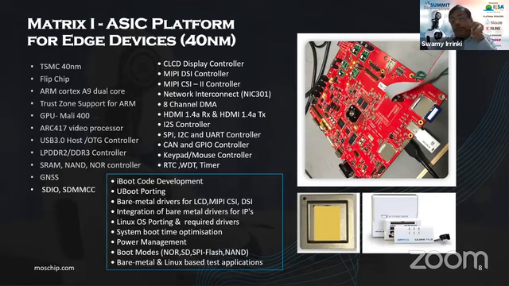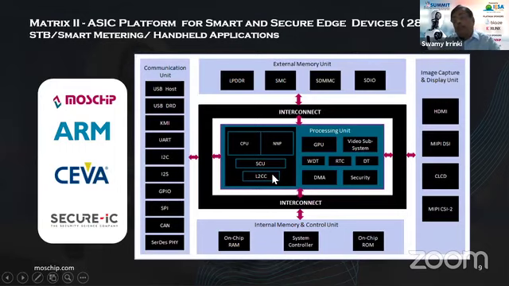So what we're doing is we're upgrading this platform to 28 nanometer, and we call it Matrix 2. In 28 nanometer, we're leveraging all the work that was done in 40 nanometer, because a lot of interfaces are fully validated and vetted in silicon. And we are upgrading that platform in 28 nanometer to add MosChip's internal mixed signal SerDes IP, CEVA's neural network engine, and secure IC security IP, so that this platform can be leveraged more for smart and secure edge devices, for set-top box applications, smart metering, and handheld applications.